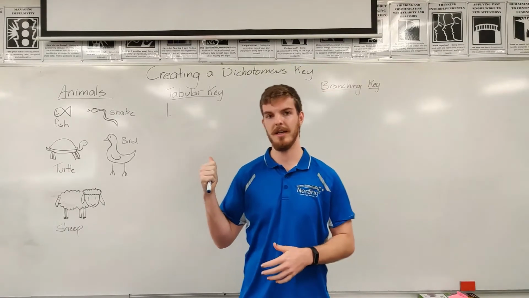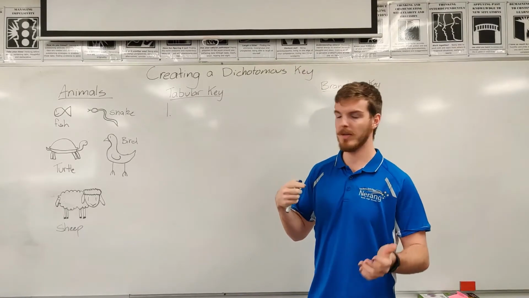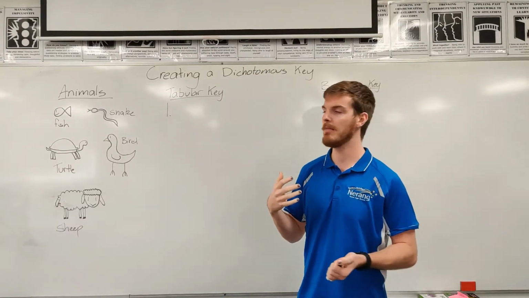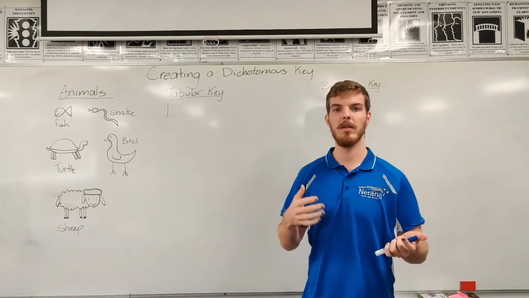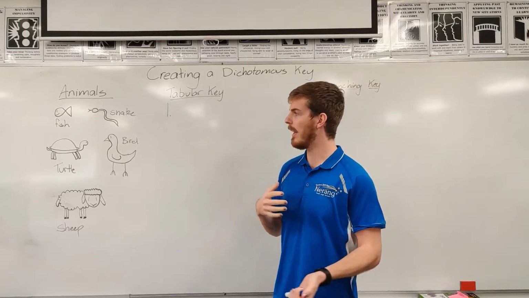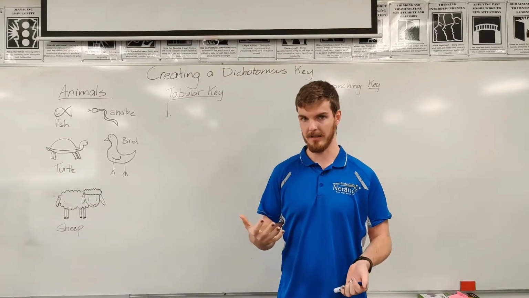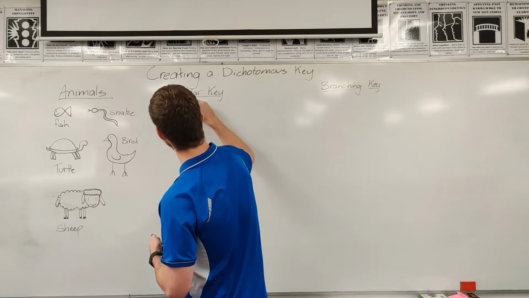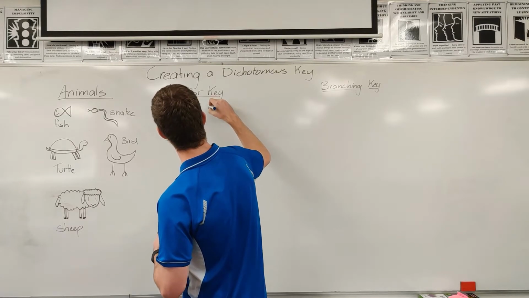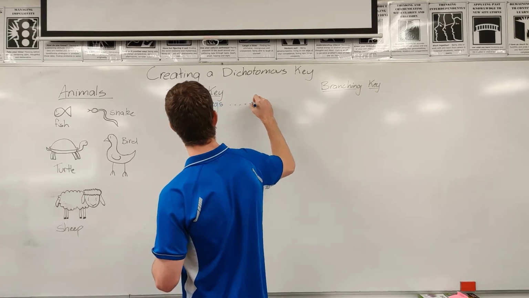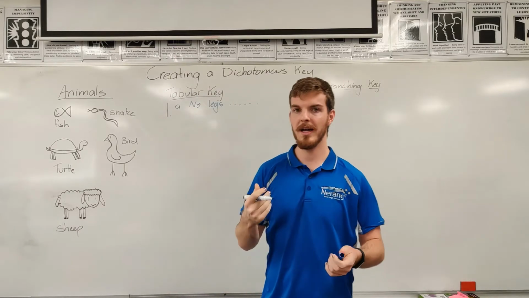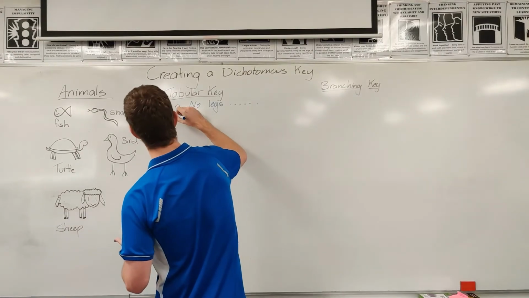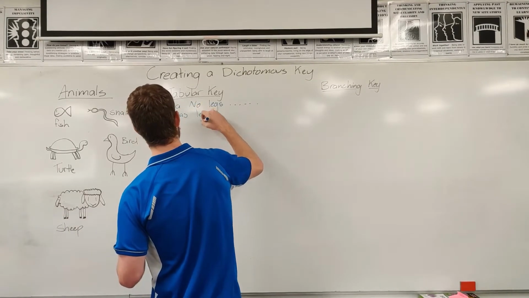Let's have a look at tabular keys, alright? Easiest way to start, always write number 1, and with a tabular key we need 2 steps, A and B. Now, it's up to you which step you choose to start off with. I am going to start off with legs. So the first one, 1A, is going to be no legs. So the opposite of no legs is legs.